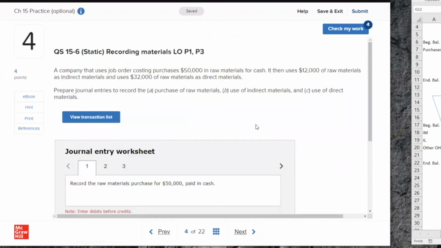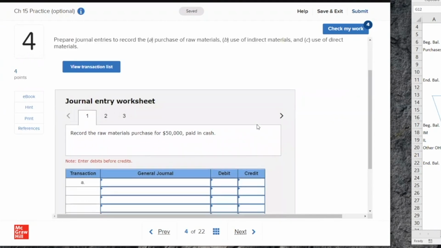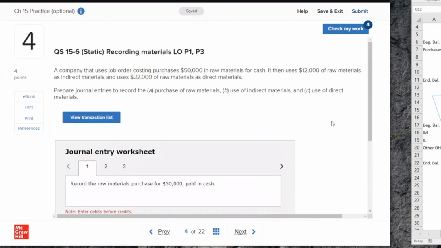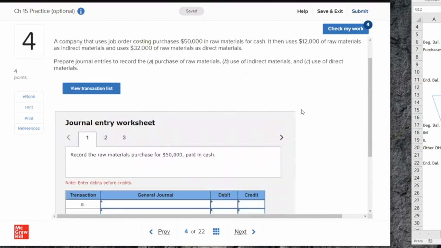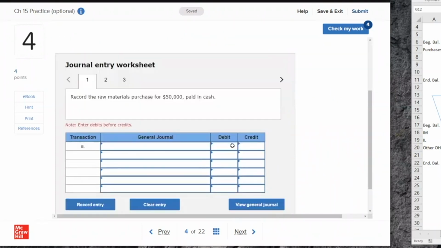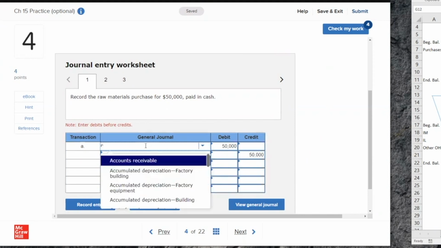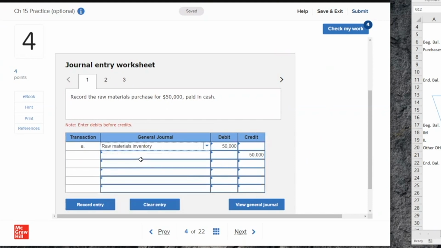All right, recording materials. Just some more journal entries here. You want to quickly do this one, see if you can figure out what it would be. Record the raw materials purchase, paid in cash. All right, guys, 50,000, right? Tell me what to debit. Raw materials inventory, and then credit cash, because we paid cash for it.